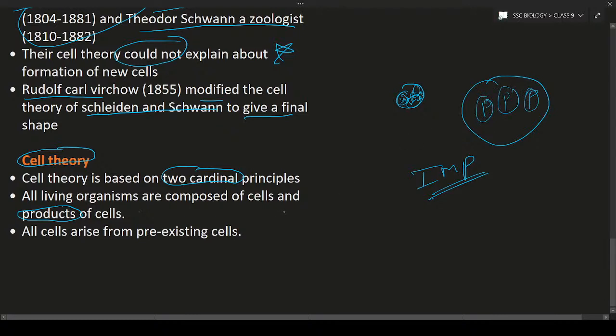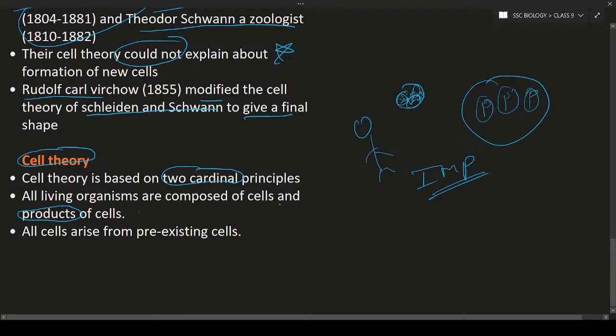All living organisms are composed of cells and also products of the cells. If you take an ant or if you take a human being, how is the human being made? A human being is made from cells. You contain an uncountable number of cells, and each and every cell of your body is going to contain the products of the cells. Okay, that is one thing.